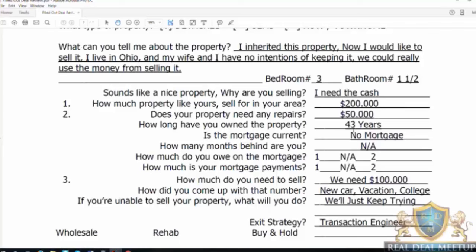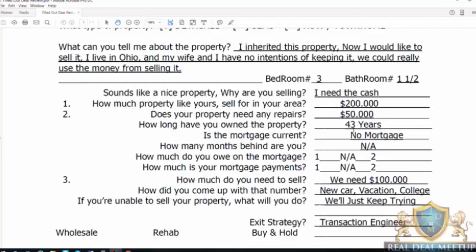Now, if you are unable to sell the property, what will you do? Another important question. The reason why you want this question answered is because you need to let the seller have in their mindset what they plan on doing if they can't sell this property. You want to put that in the forefront of the seller's mind. Remember, the exit strategy you create is that of a transaction engineer.